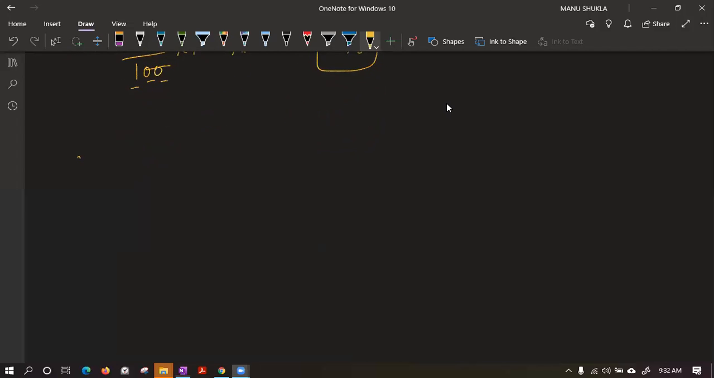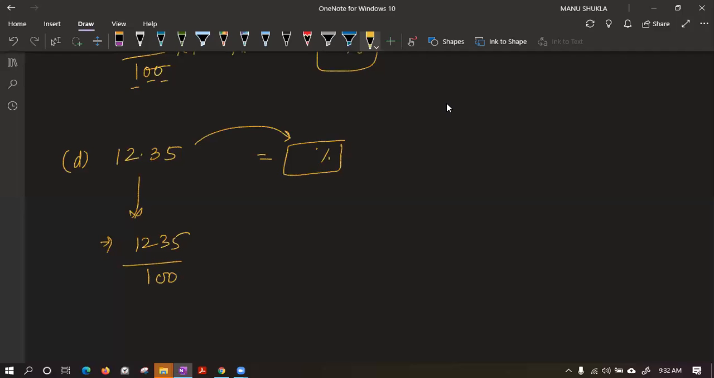Let's take the D part, 12.35. We want to convert this decimal into percentage. Again the same thing, we can write this as 1235 upon 100 multiplied, this is the fraction form, into 100. If you do, you will get the percentage form. 0 0 cancel, answer is 1235%. So this is the way.